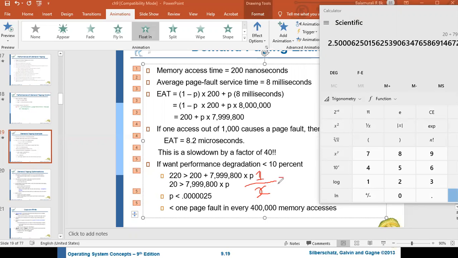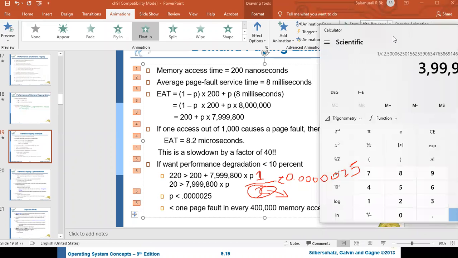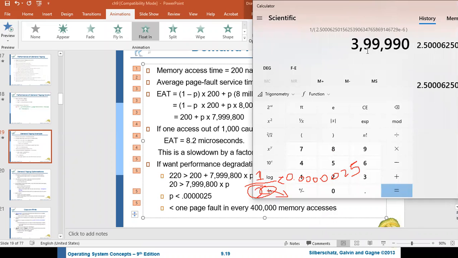So 1 by x should be less than or equal to p. What is p? 0.00025, okay. So what will be x? X represents out of how many instructions one page fault is acceptable. So if you bring x that side, it will be 1 by 0.00025. If you calculate 1 by that, it is approximately equal to 4 lakh memory accesses. That is, out of 4 lakh memory accesses, one page fault.